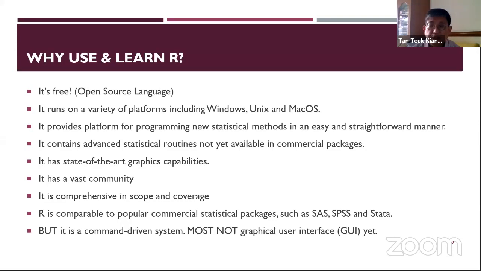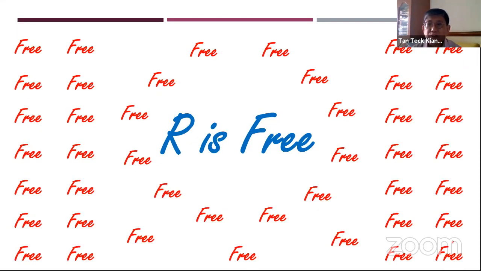Like the food authority, the FDA in the USA, actually, before that, they could only use SAS output for their submissions for clinical trials and all that. But now they're accepting R. And it is more or less a command-driven system now, but more and more add-on packages are moving towards the GUI. Yeah, so that is a trend of development in R. And of course, the most important thing is that it's free. That's how I prefer using it.